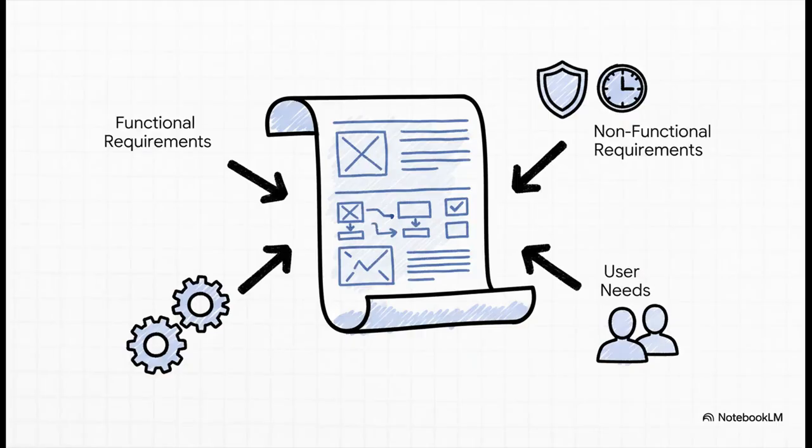And all of this, the functional stuff, the non-functional stuff, the user view, the system view, it all comes together in one master document, the Software Requirement Specification, or SRS. This is it. This is the official blueprint. It's the single source of truth for the entire project.